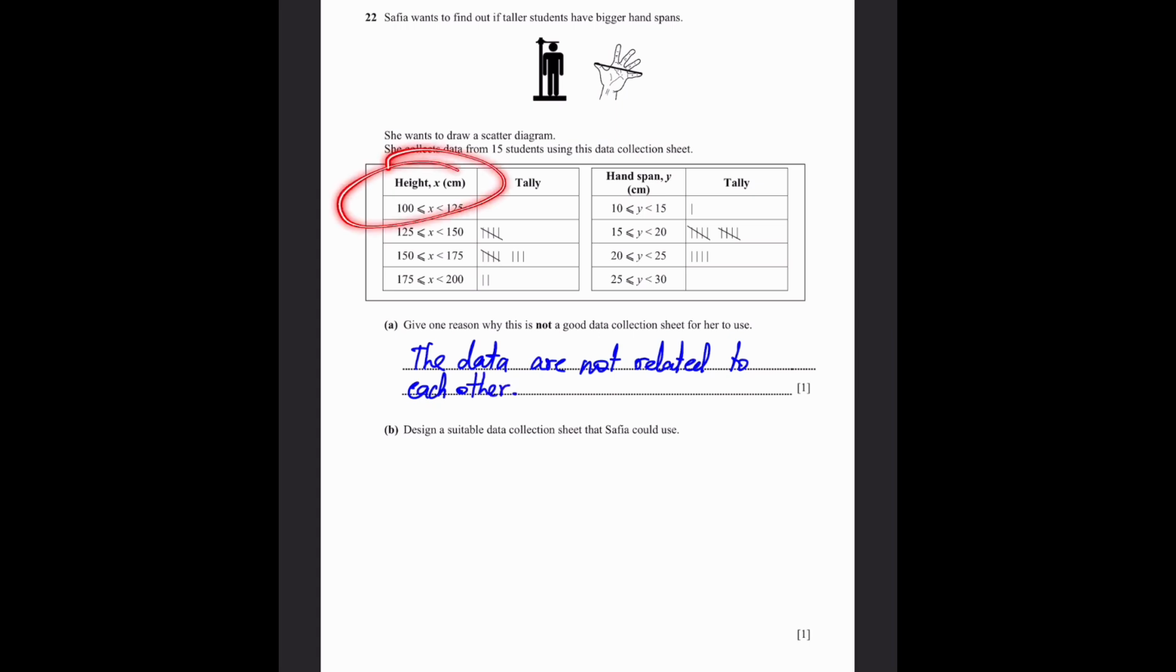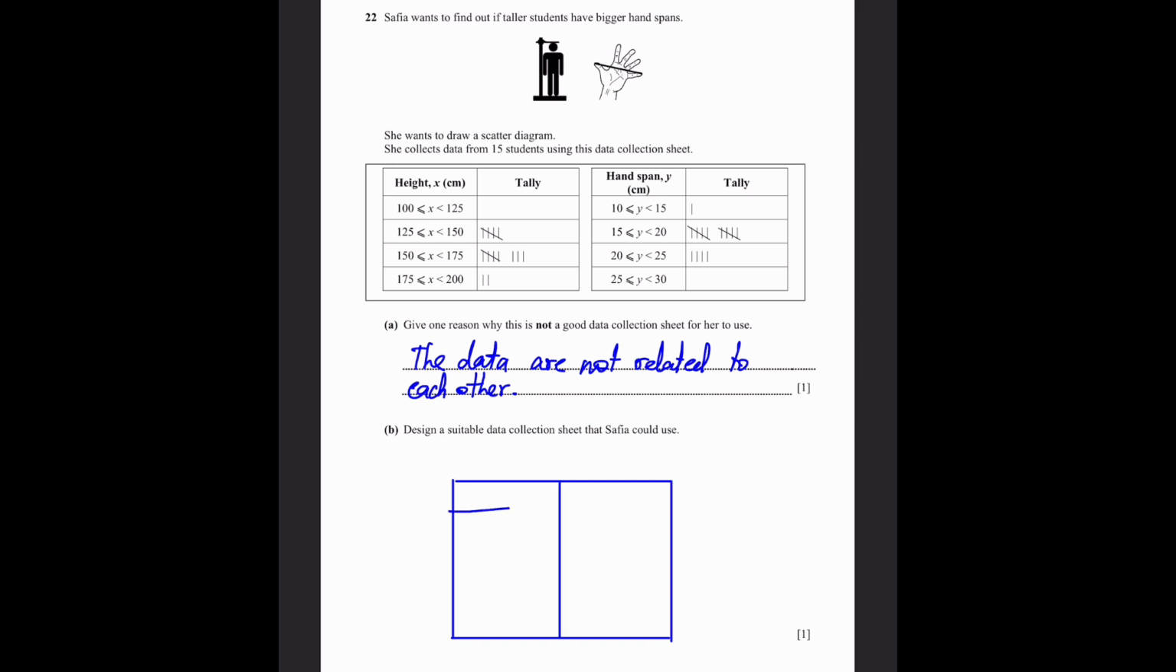This means that the height and the handspan are not related to each other and they have no connection. Part B. Design a suitable data collection sheet that Safia could use. So let's just make a data collection sheet which has both height and handspan in the two columns. Now we have this. Let's make a few rows.